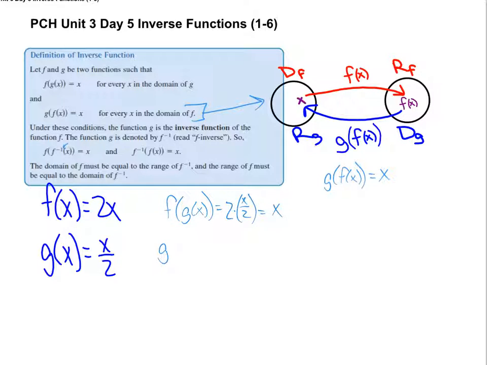If I do it the other way around, g of f of x. G is something divided by 2, right? Well, in this case, the something is going to be the f of x, that 2x. I'll just put it in parentheses to highlight that's the function that I'm plugging in. Well, now 2 divided by 2, again, just gets us back to x. So there's a proof that f of x and g of x are inverses of each other.